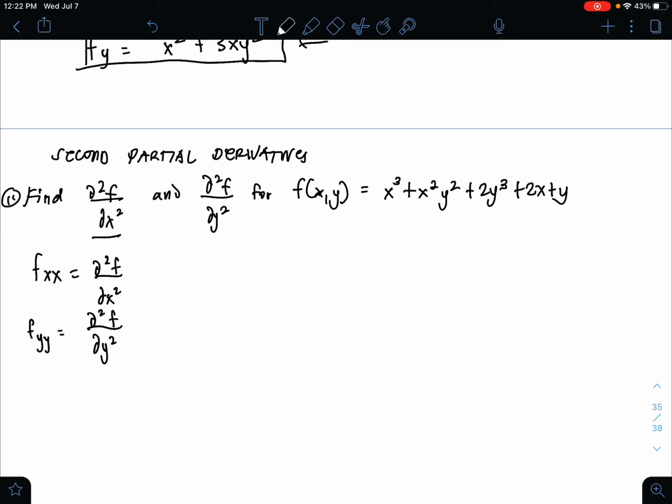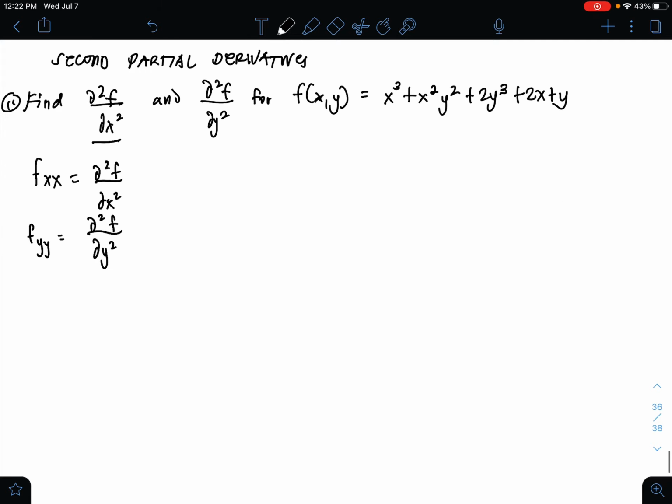Okay? So, to find f x x of that function, x cubed plus x squared, we derive it twice. So, first, we will find f of x.